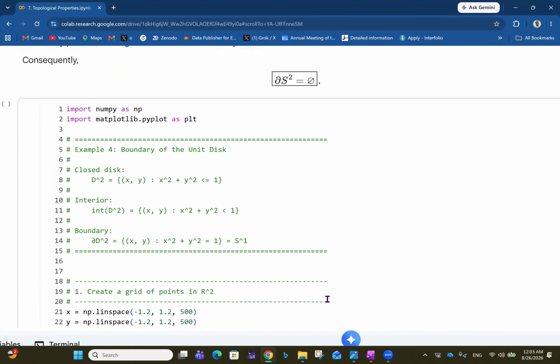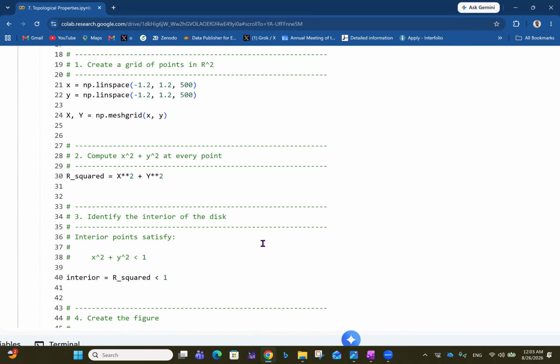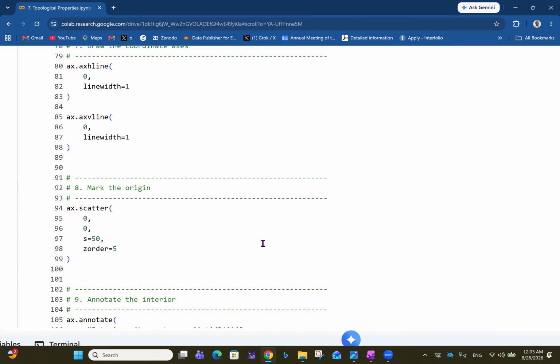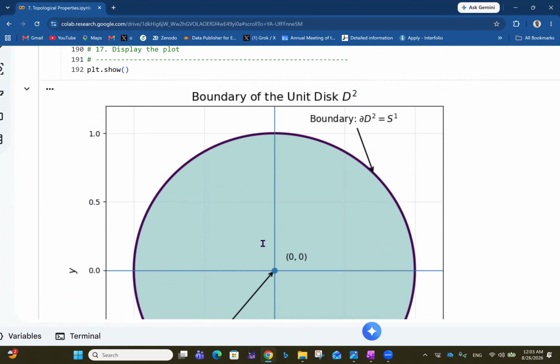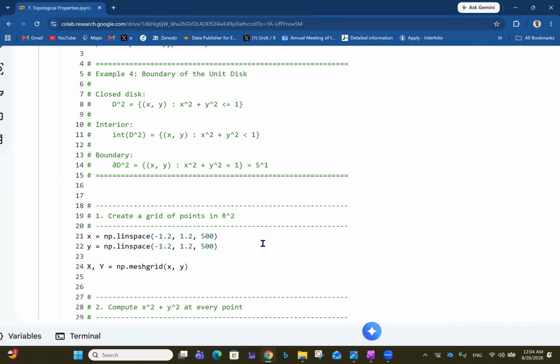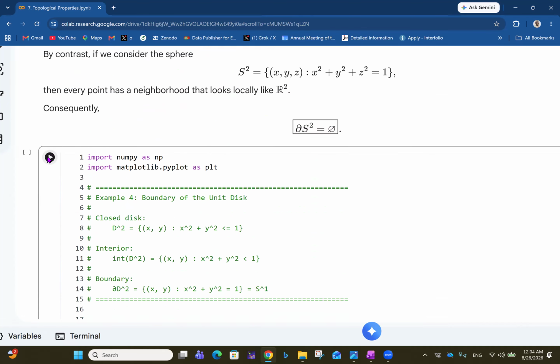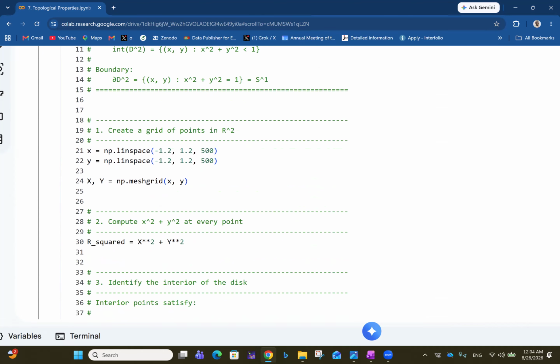So we use all the equations we've dealt with. You have the closed disk, less than or equal to; you have the interior, which is less than; you have the boundary, which is simply a circle. We use all of that to write a code just to demonstrate that reality. If you run this now, maybe I'll try to go step by step. Boundary of the unit disk, you have that annotated here. You will create a grid of points in R2, that's minus 1.2 to 1.2 like this.